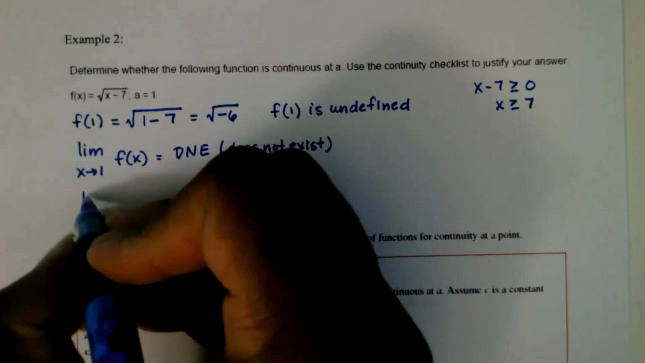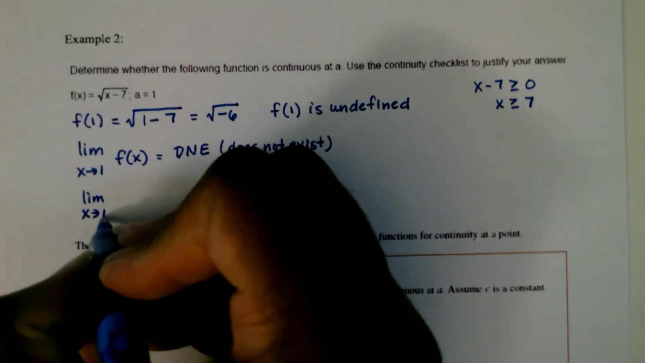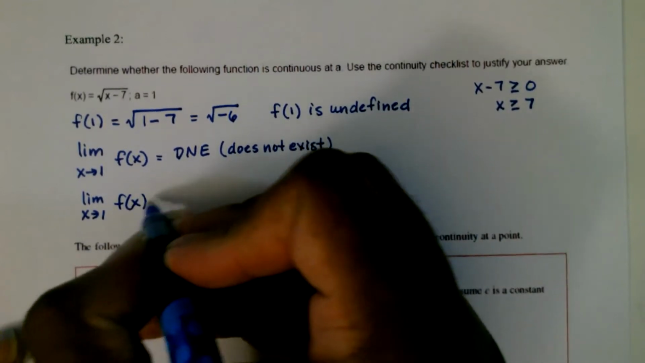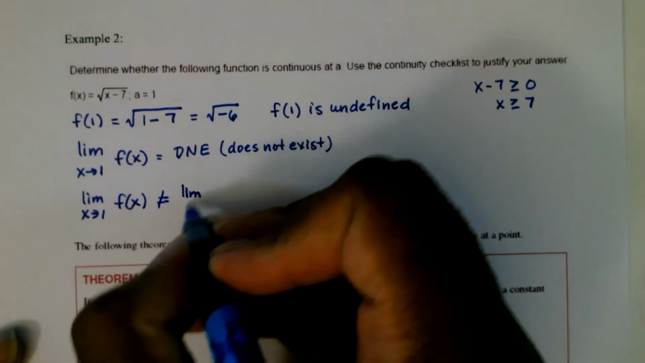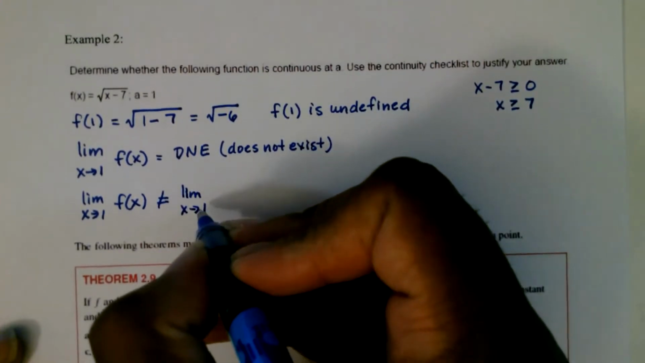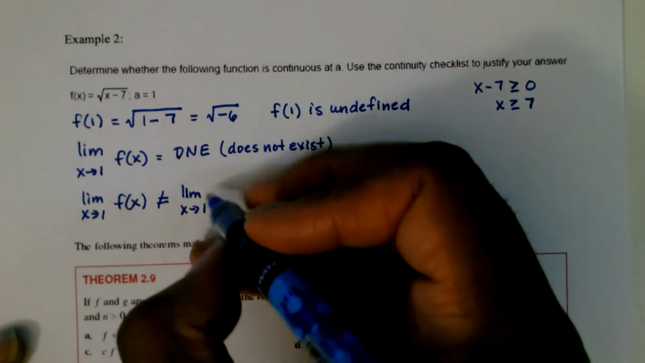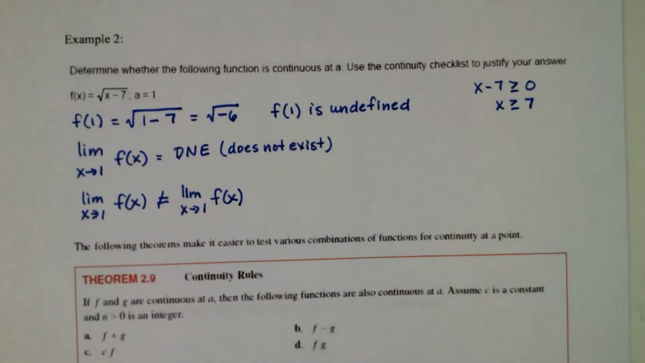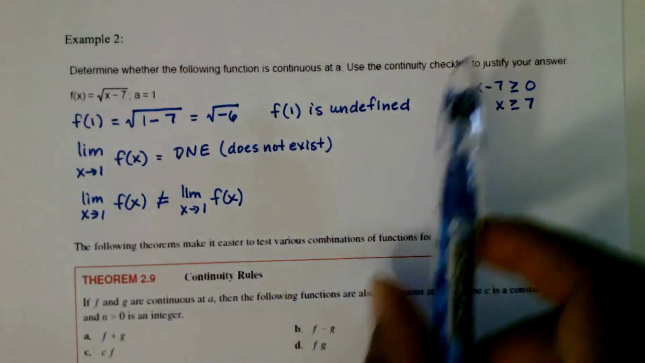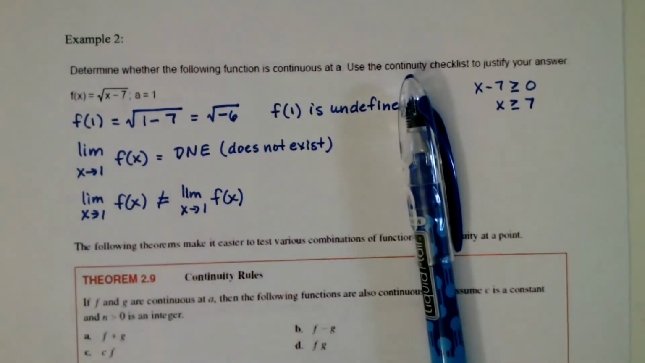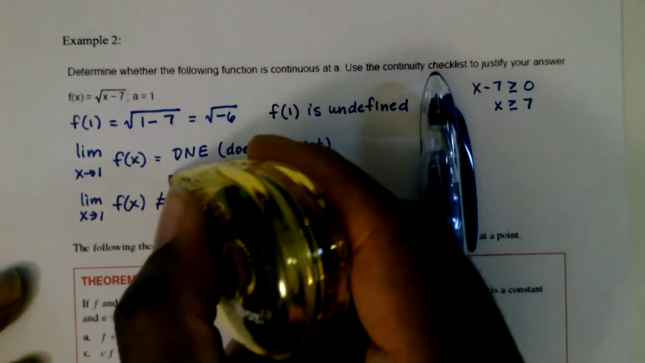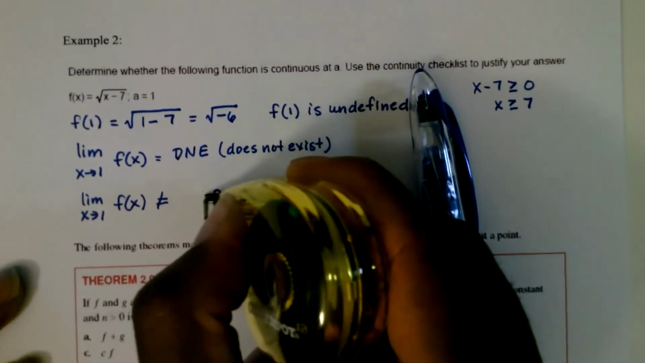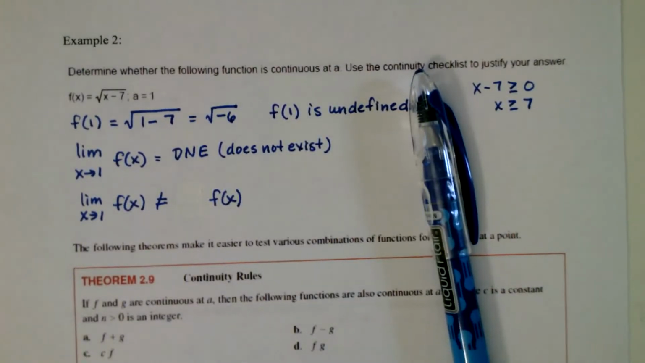And then finally, the limit as x approaches 1 of f of x will not equal f of 1, because that's the third rule. The limit of f of x as x approaches 1 does not equal f of 1.